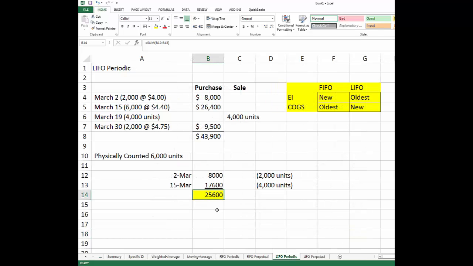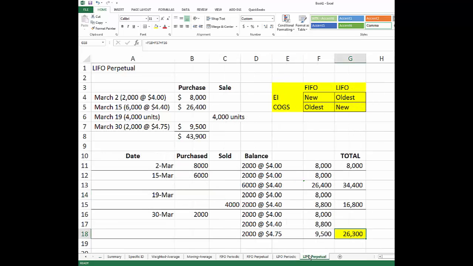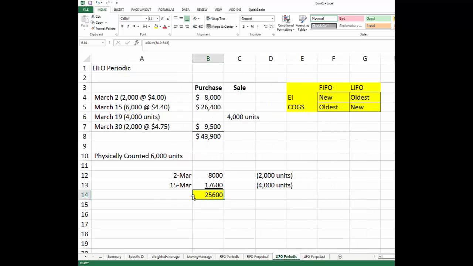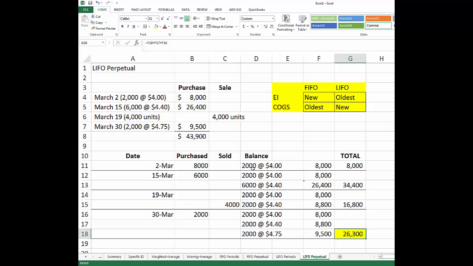That's different than under periodic because your latest purchases are relative. They change. So my latest purchase on March 15th is different than my latest purchase on March 30th. Under the periodic method, we look at the end of the period and do our latest purchases. Our latest purchases as you go, though, is different. And so you'll have a different value for ending inventory under LIFO Perpetual than you will under LIFO Periodic.